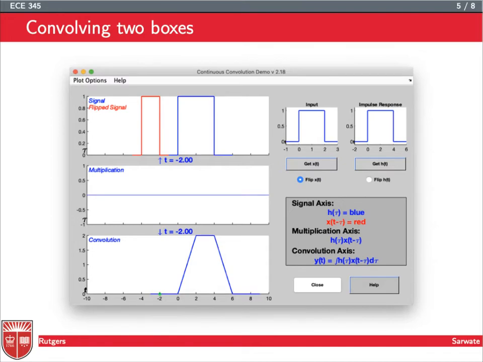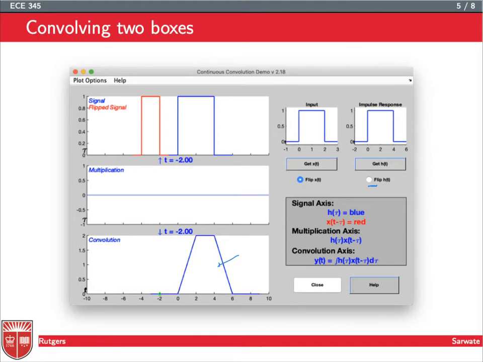So at negative time, these two signals do not overlap at all, so the output is 0. Here we're flipping x of t and sliding it along h of t. But in the demo, you can also click the other radio button and flip h of t, and then you could compute the integral the other way. Here we're doing it this way just to see what happens. We're going to see that the output signal looks like a trapezoid, as we maybe intuited from the discrete case. But let's see how it happens.